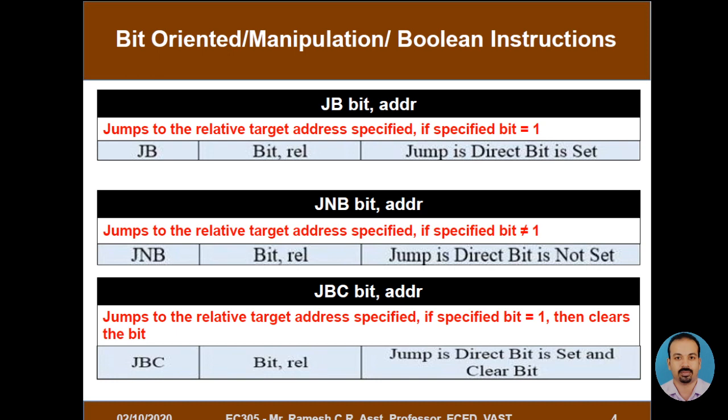Okay, so if I need to update that particular value, I can go for the next case, that is JBC bit comma address, where it checks whether the bit specified in the instruction is set or not. If it is equal to 1, then the jumping action occurs, and after that the bit value is cleared, so that we can have a single time execution. If the bit is equal to 1, I can jump to the location, and after that I can clear it, so that if that bit is checked again, it is not getting falsely triggered.